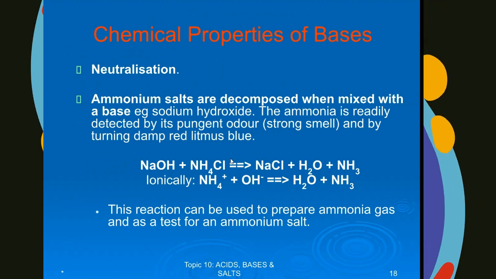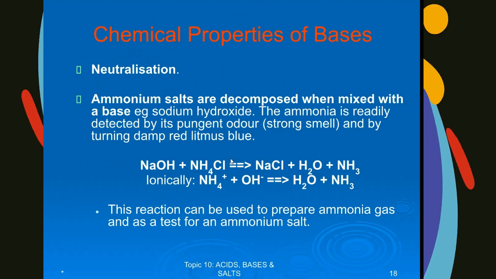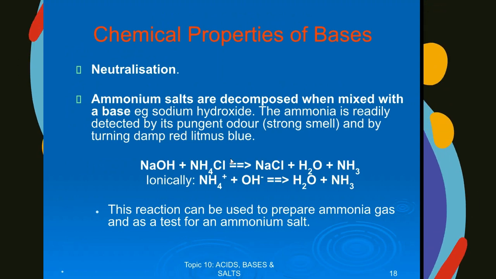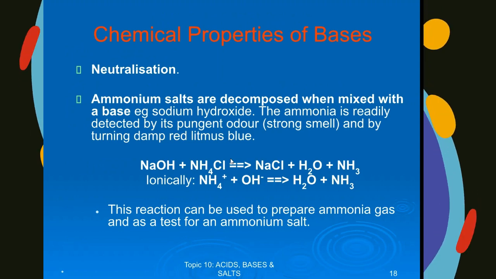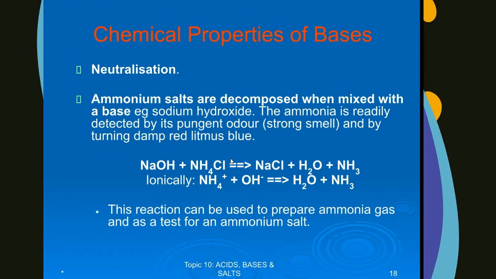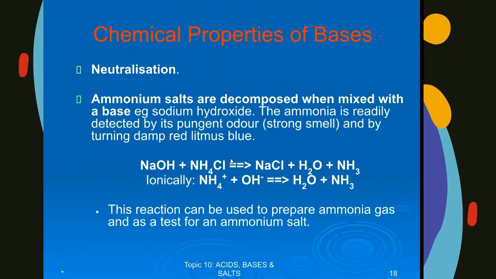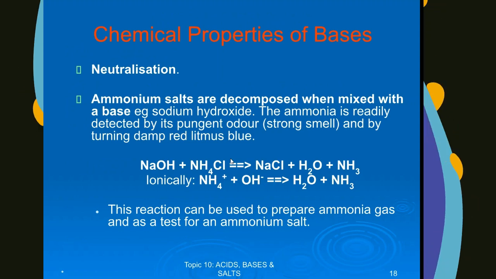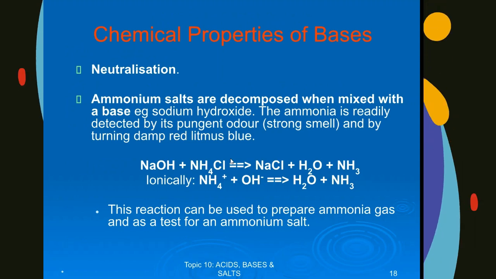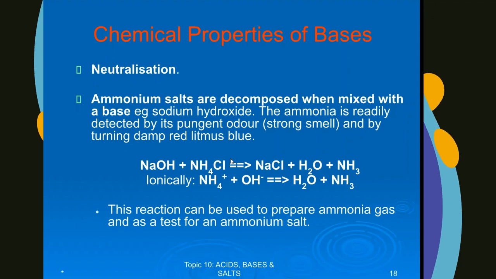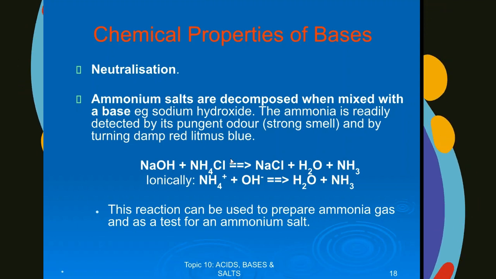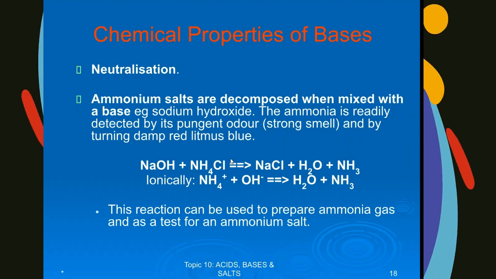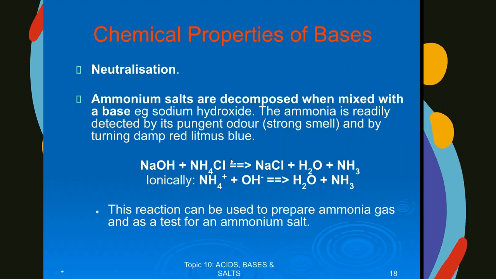Okay, so NaOH, that is sodium hydroxide, plus NH4Cl, ammonium chloride, gives rise to NaCl, that is a salt, table salt, plus H2O plus ammonia gas. So ionically NH4 plus plus OH minus gives rise to H2O plus NH3. Right? Next, this reaction can be used to prepare ammonia gas and as a test for an ammonium salt.